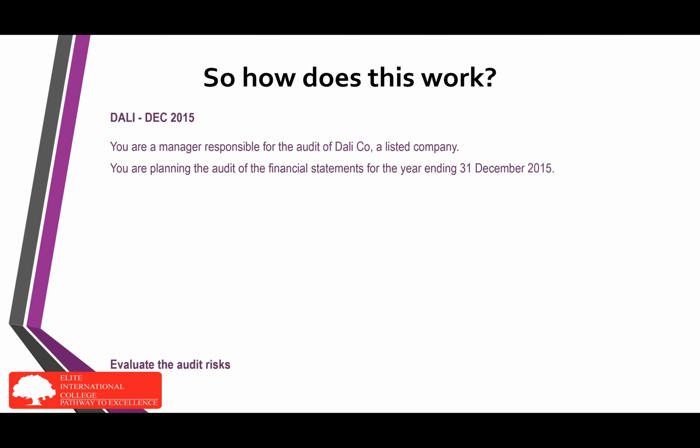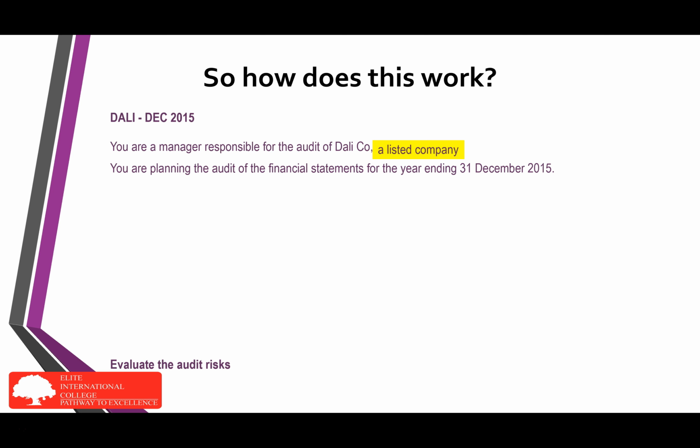So how does this work? Let's have a look at an audit risk question, Dolly. The requirement says evaluate audit risks. Let's read the scenario. It says you're a manager responsible for the audit of Dolly, a listed company. You're planning the audit for the financial statements for the year ending 31 December 2015.